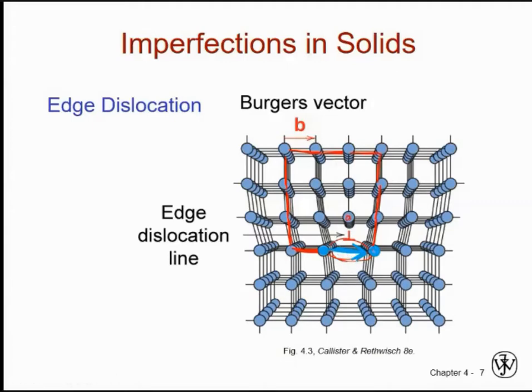So we are tracing a line. I moved 3 up, 3 left, 3 down. And here I need to move 3 in total, but I can't because I have missing atoms over here, because it's an edge dislocation. I'm connecting start with finish and I get some vector. That vector is the Burgers vector, and that vector's length will show how much the dislocation has moved and the direction of it.